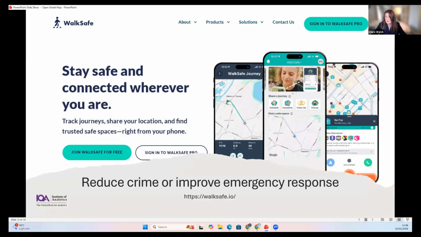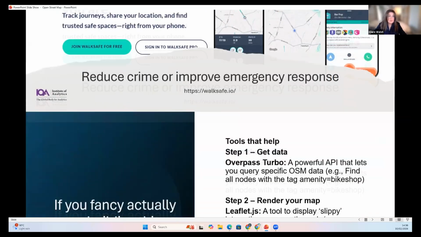So I think this one is a really great one. It can help to reduce crime, improve emergency responses. In fact, there's a whole community that does that.